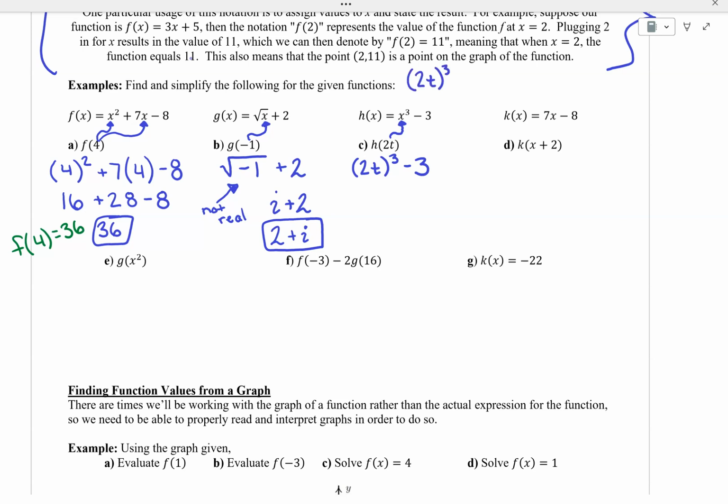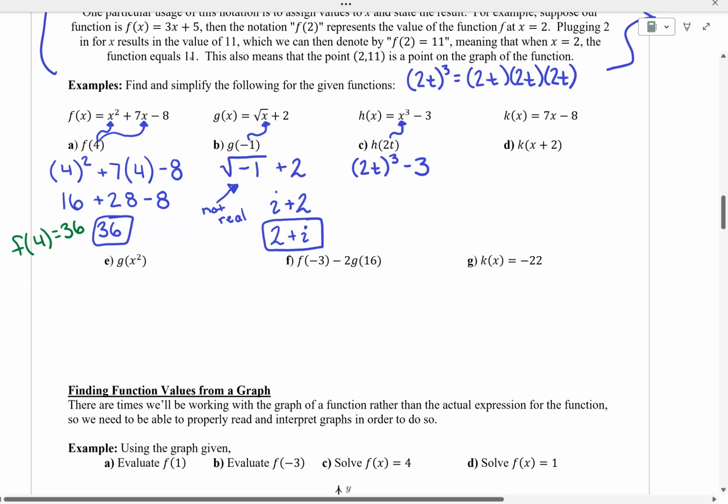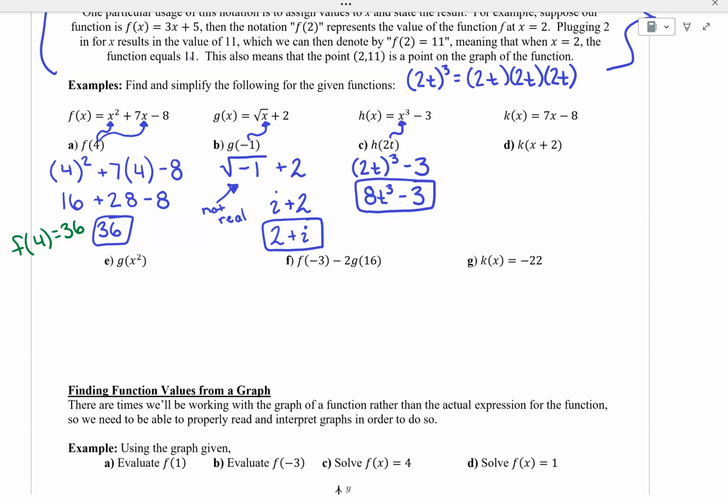2t cubed means 2t times 2t times 2t. So 2 times 2 times 2 is, and hopefully you said 8. t times t times t. When you multiply, you add powers. So 1 plus 1 plus 1 would give us a 3. And then you just drop your minus 3. Those are not like terms, so therefore we are done.